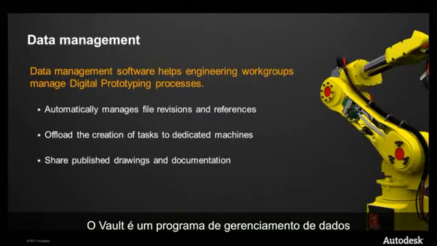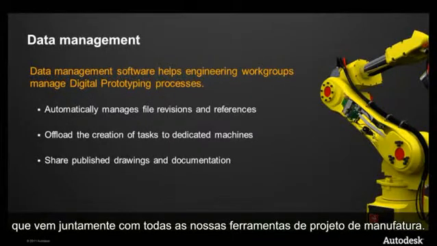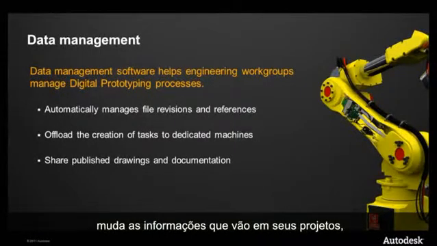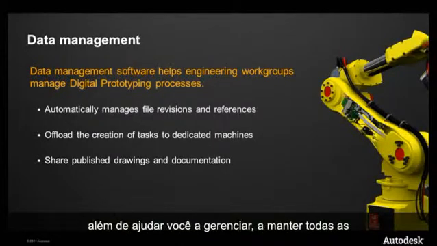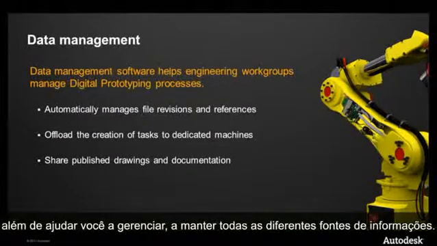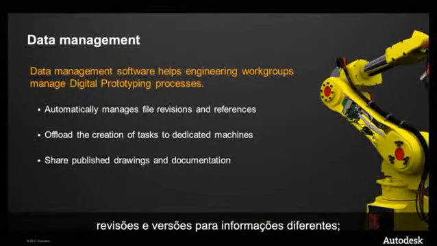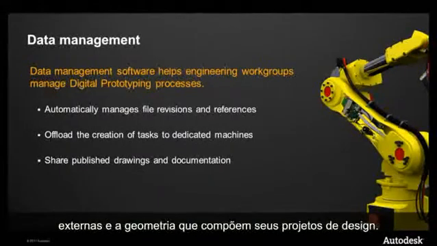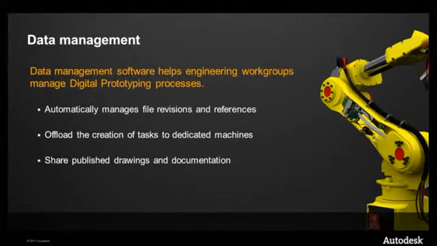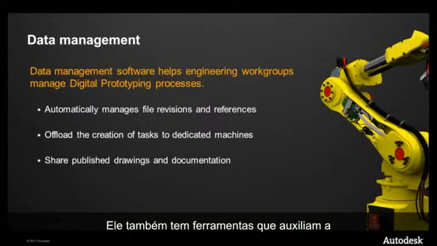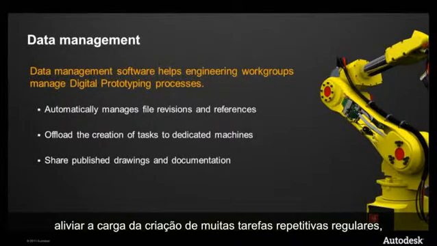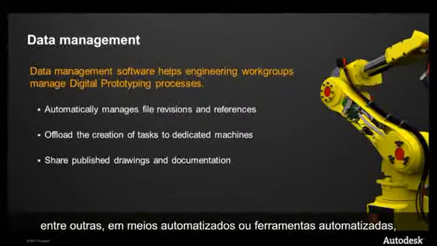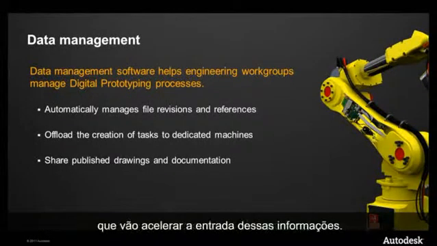Now, the Vault is a data management program that comes with all of our manufacturing design tools. The great thing about the Vault is in the way that it helps you, again, manage and maintain all sorts of different information and changes to information that go on in your projects. It's going to help you automatically manage revisions and releases to different information. It's going to help manage all of the different external references and geometry that make up your design projects. It also has tools to help offload the creation of a lot of regular repetitive tasks like data entry and bill of material entry into automated tools that are going to speed up the entry of that information.